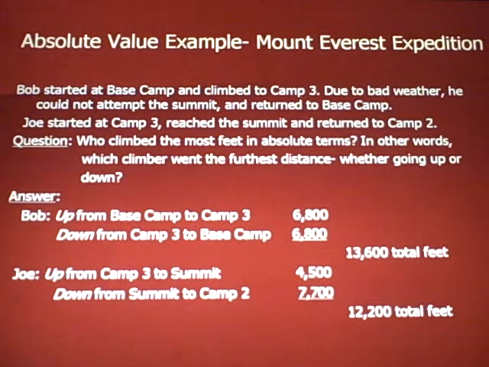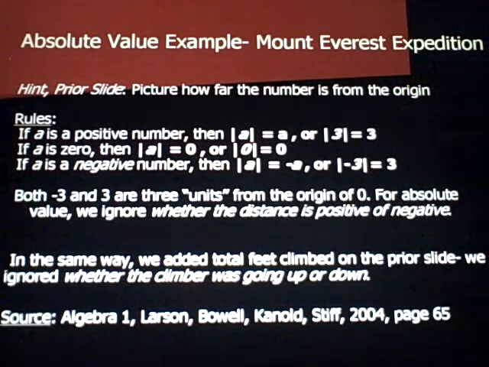So based on the prior slide, I've got the totals here. And we see that Bob, even though he didn't reach the summit, actually in total feet went a further distance. And the important thing here is it doesn't matter whether you're going up or down. We're counting the distance traveled in absolute terms. It's counting the distance traveled as all positives. And I hope that the prior slide helps you understand absolute value.